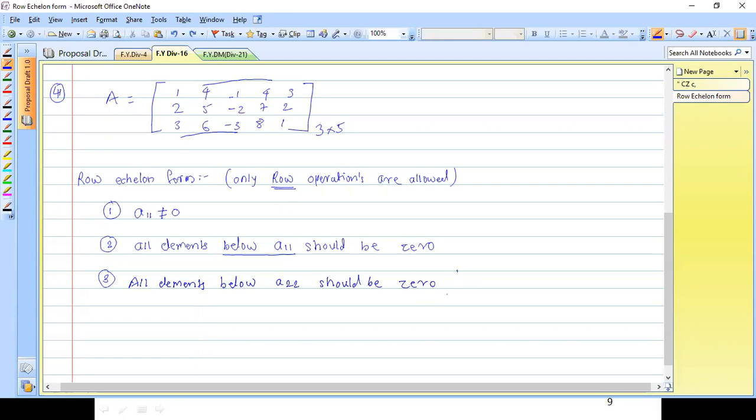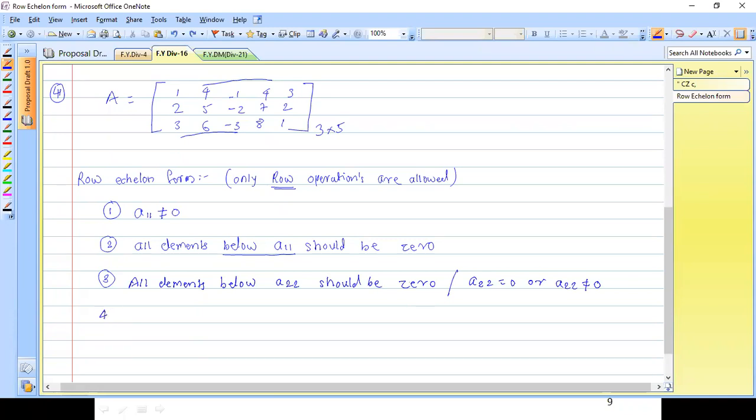Here there might be a case where A22 is 0 or A22 is not equal to 0. A22 is nothing but the second diagonal element. Are you getting it now, when I talked about A22? So what does it mean by A22?